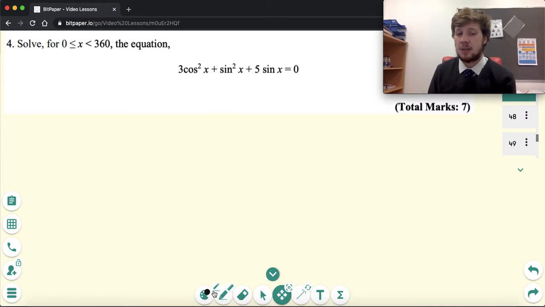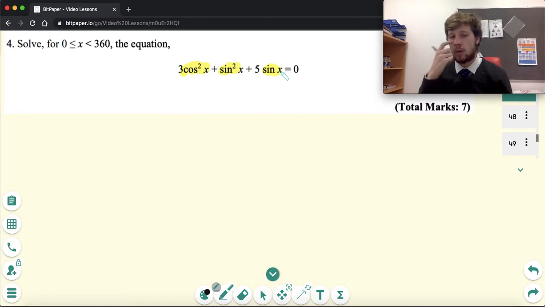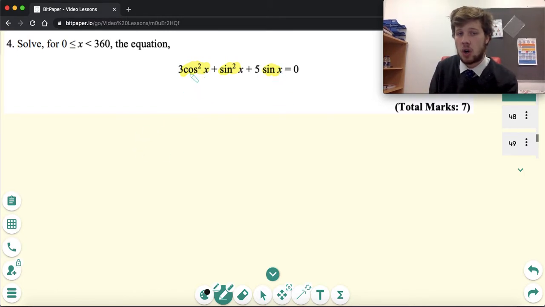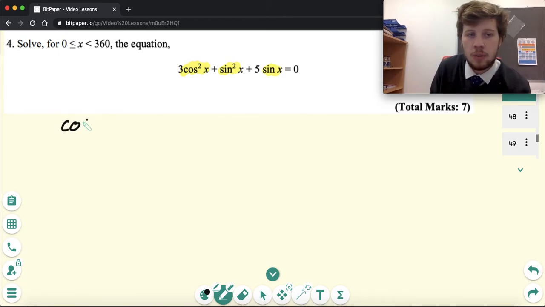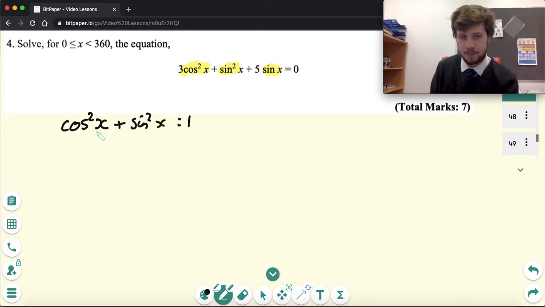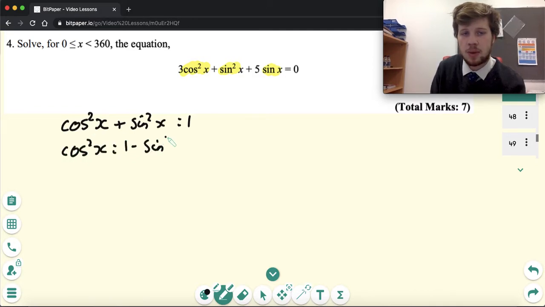As soon as I see something which resembles a cos squared and a sine squared and a sine, I know that I want this to be in some form of quadratic equation, but at the moment I can't do that because of this cos and this sine. In my quadratic equation, my linear term would be sine of x, so I'm going to rearrange cos squared x to be some form of sine squared x. Using the formula cos squared x plus sine squared x equals 1, I know that cos squared x is going to be equal to 1 take away sine squared x.